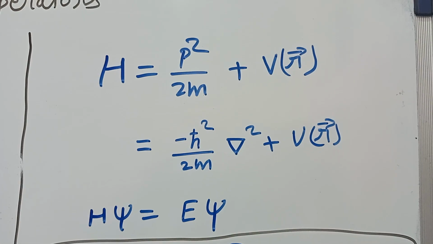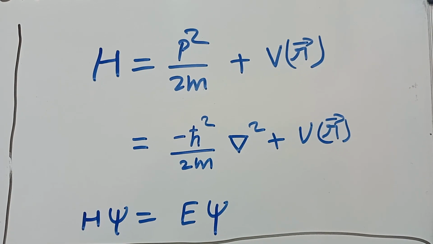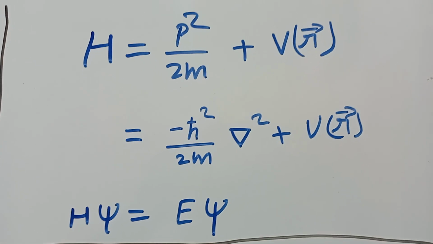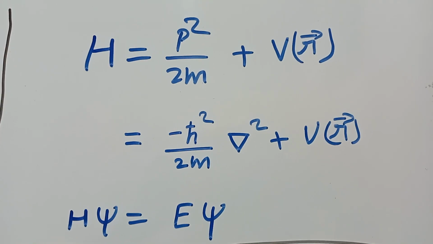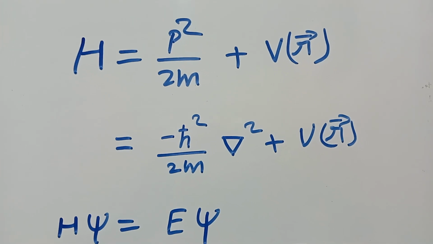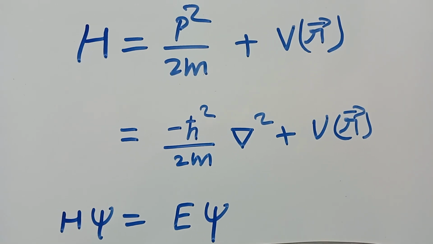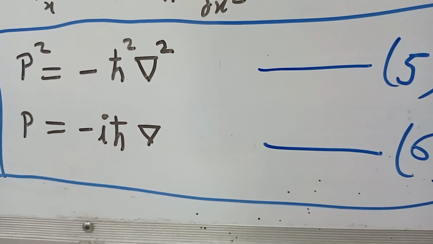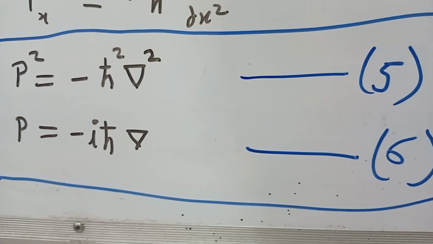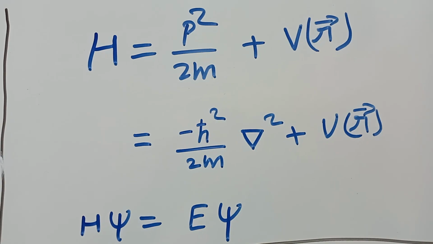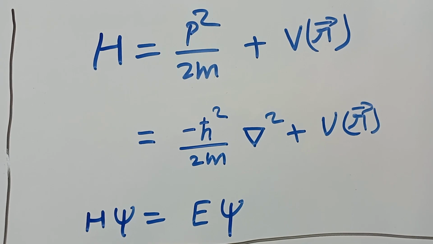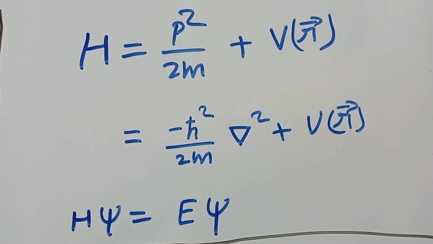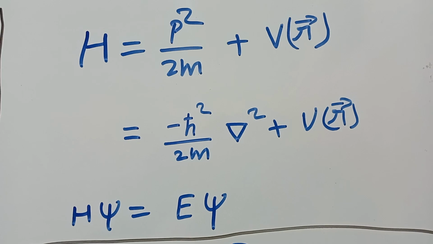Now we are going to derive Schrodinger's equation. We write the total energy of a system in terms of its kinetic energy and potential energy. The first term p square by 2m is kinetic energy and the second term V(r) is dependent only on position, that is potential energy. So p square is minus h cut square del square, that we have put here. So H equals minus h cut square by 2m del square plus V(r).